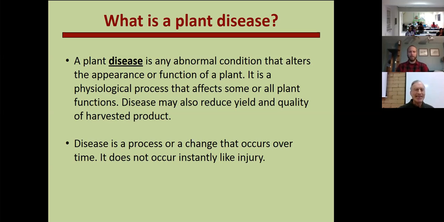So what is a plant disease? It's any abnormal condition that alters the appearance or the function of a plant. A physiological process that affects some or all plant functions. These diseases may also reduce yield and quality of the harvested product. Disease is a process or a change that occurs over time. It does not occur instantly like injury.